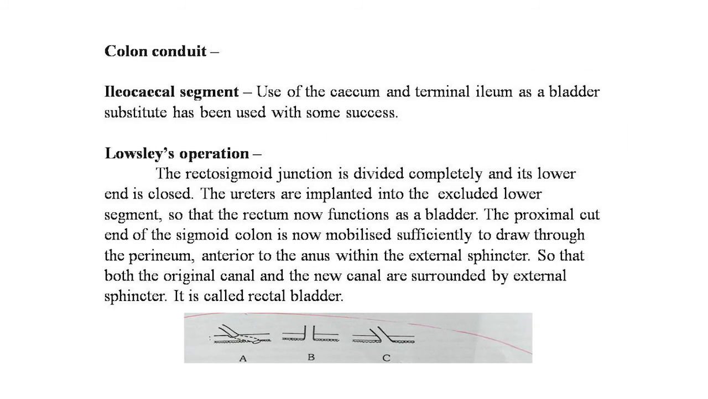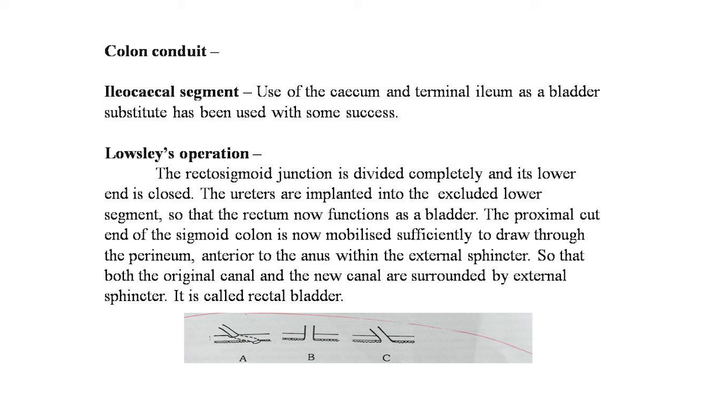Now the colon conduit, ileocecal segments, use of the cecum and terminal ileum as the bladder substitute has been used with some success. Now the Lossley operation, the rectosigmoid junction is divided completely and its lower end is closed. The ureters are implanted into the excluded lower segment so that the rectum now functions as a bladder.